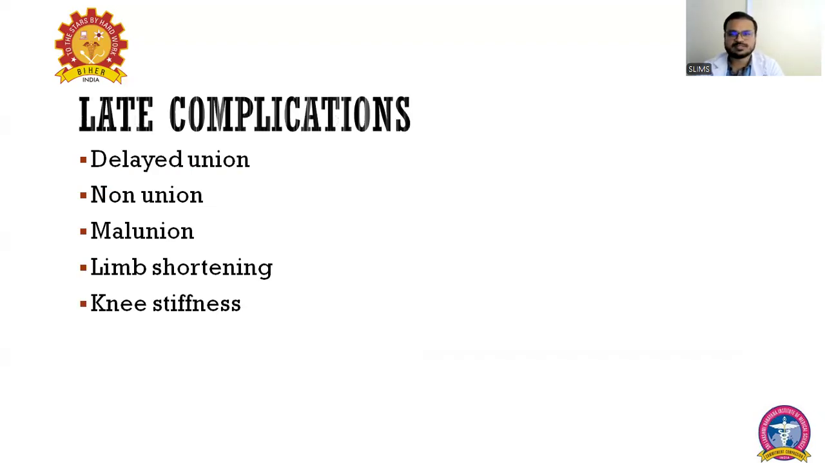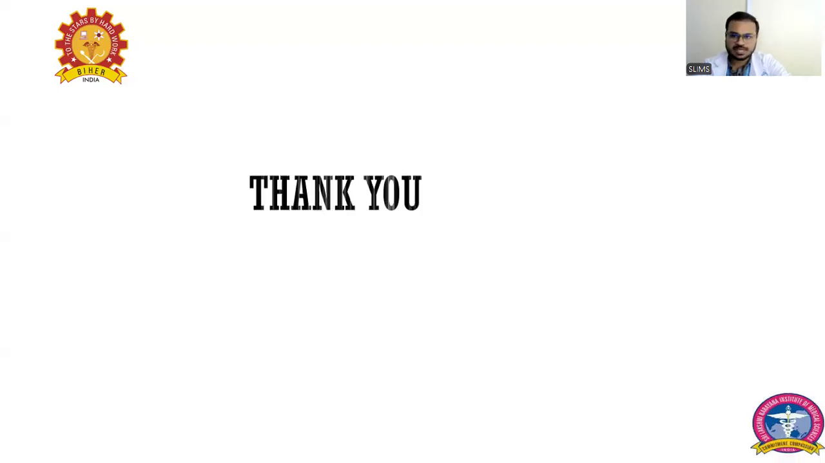And the late complications, as far as fractures are concerned: if the patient is not fixed, because of the overriding of the bones, the patient may end up with a non-union, a malunion, or a delayed union, which is less than 6 months, and there will be limb shortening if there is non-union between the fragments. And if the patient presents very late, it will end up in knee stiffness because of the loss of bone. Thank you.